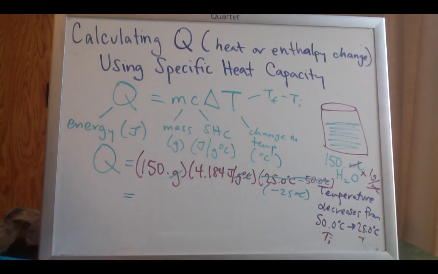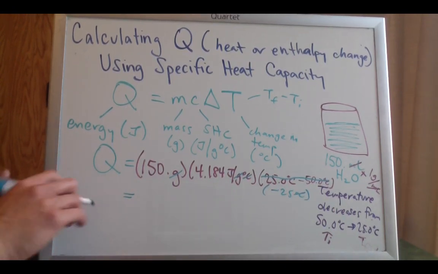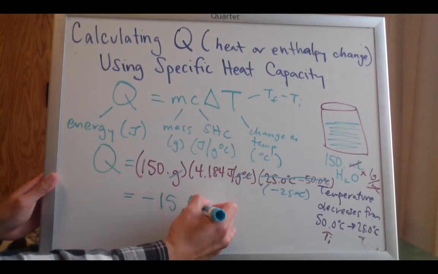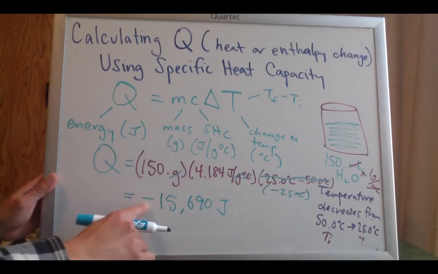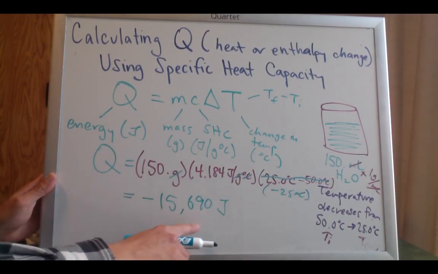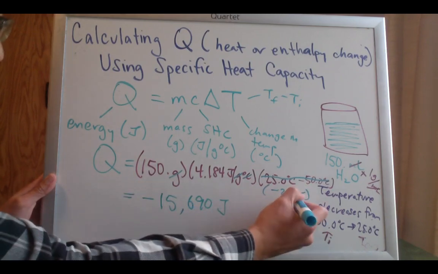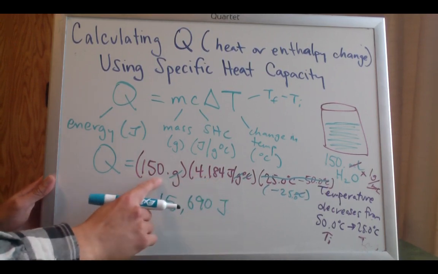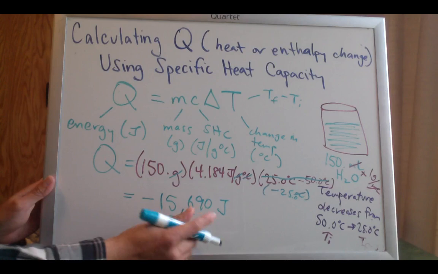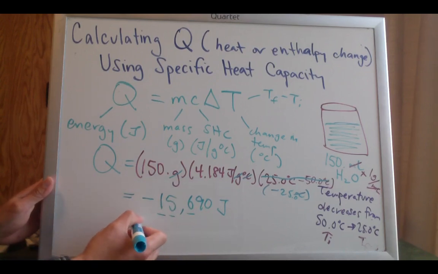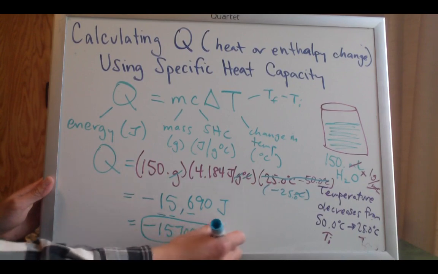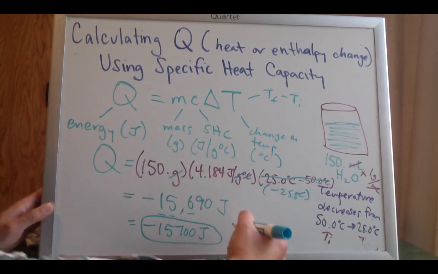And then let's plug and chug it into the calculator. And then we'd end up with a negative 15,690 joules. And the negative is important, and I'll tell you in a sec, just like we mentioned before. Now sig figs, this was 25.0, so that's 3 sig figs. This is a given amount, so this is infinite, and this is 3 sig figs. So we would want to round to the hundreds place. So our final answer would be negative 15,700 joules.